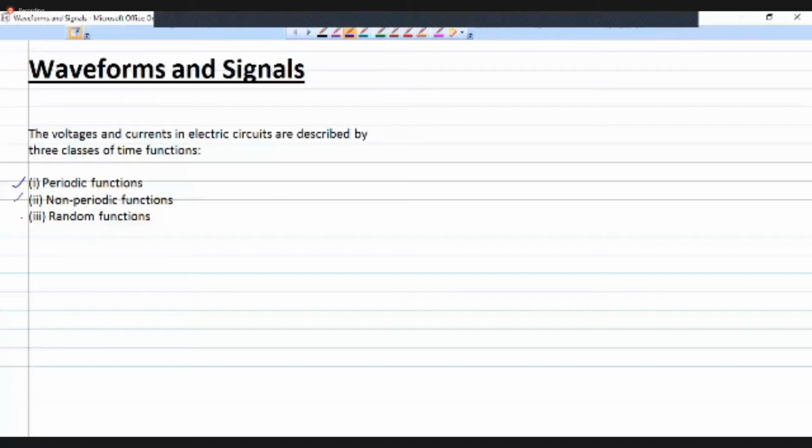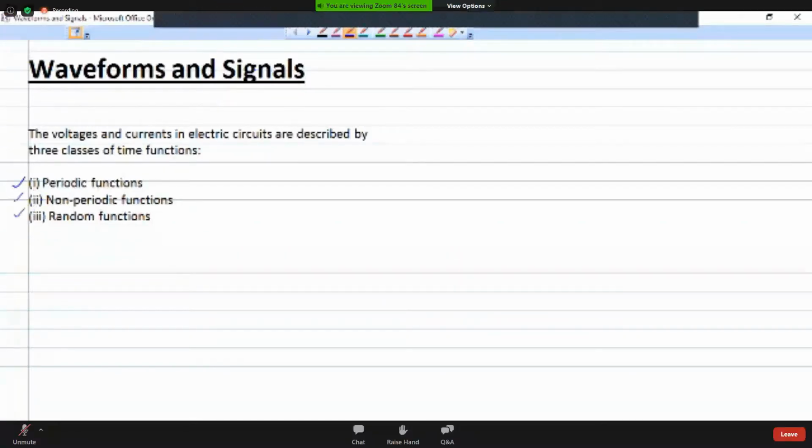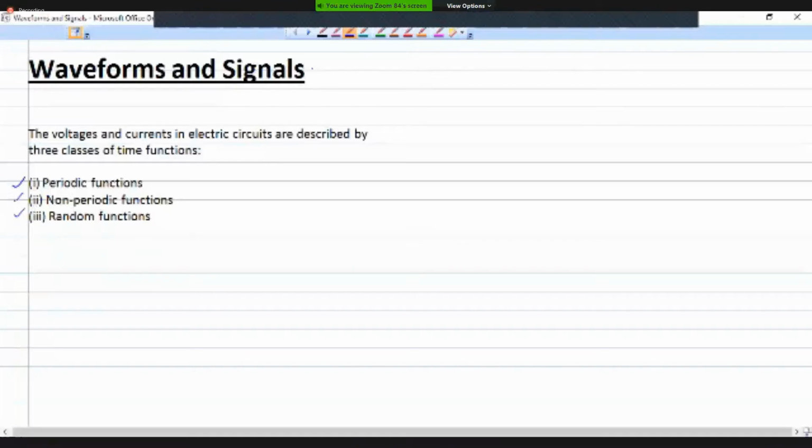Then random functions, they occur randomly. We cannot write any particular function to represent it at any particular time. So it will be totally random. In our course, we will be interested in the first two categories: mostly periodic functions for analysis in the frequency domain, and non-periodic functions, especially for the transient state analysis. We will not be touching on the random functions in this course.